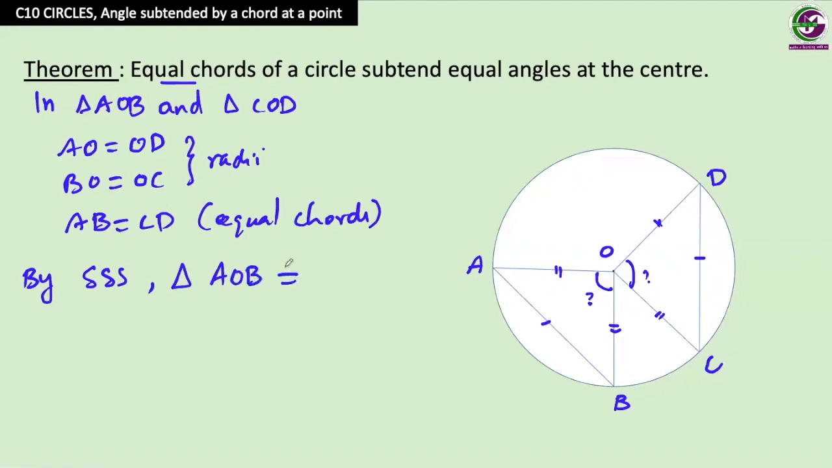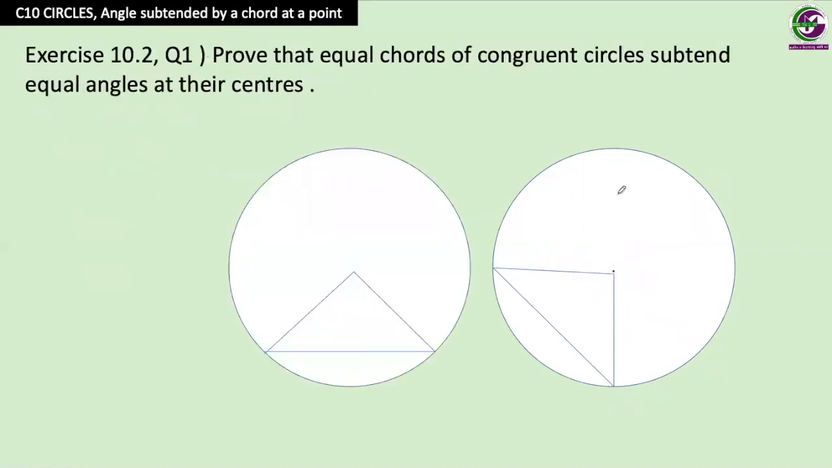Triangle AOB is congruent to triangle COD, or DOC, because both these sides are equal, because they are the radii. So by corresponding parts, we can say angle AOB is equal to angle COD. So these two angles are equal. That's what we have to prove. Let us see a question now.